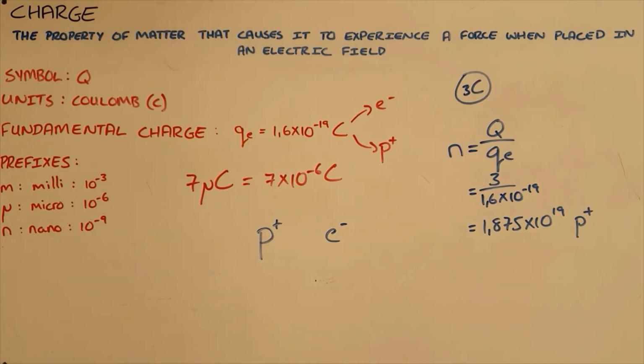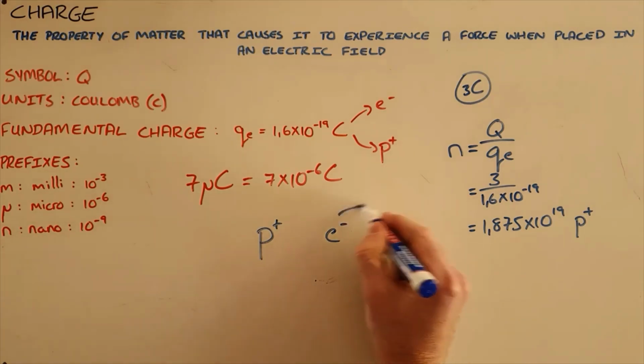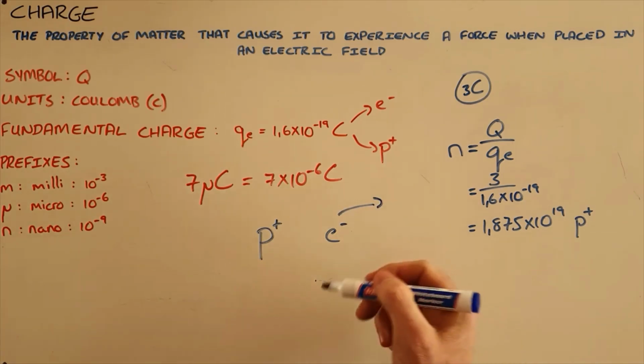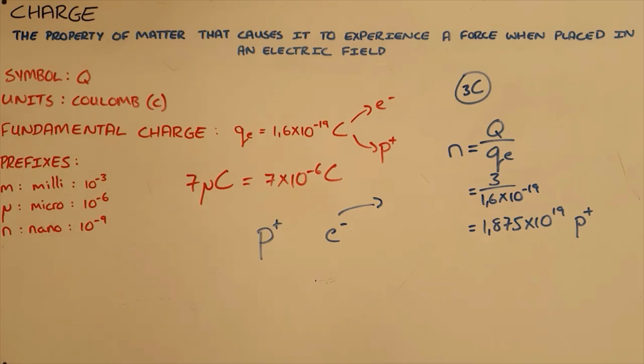However, protons, since they are inside the nucleus of the atom, are never able to move. So whenever we talk about the transfer of charge, we are always going to be talking about electrons that are able to move, and the electrons would always move from the more negative charge to the less negative charge because they are attracted to the positive charges in another object.